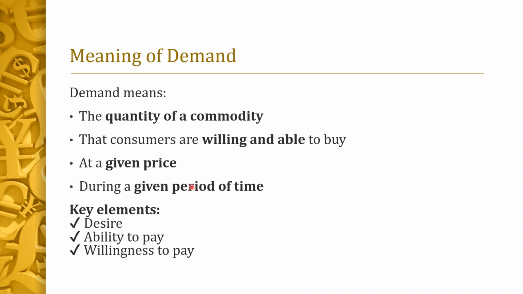So here we see that there are three key elements. First is the desire to buy. Next is the ability to pay, and the third one is willingness to pay. I am able to pay for the product, but am I willing to pay for the product or not? For example, if I want to buy an iPhone but cannot afford it, then it is nothing but only a desire, and this desire cannot be a demand. I hope the meaning of demand is clear here.